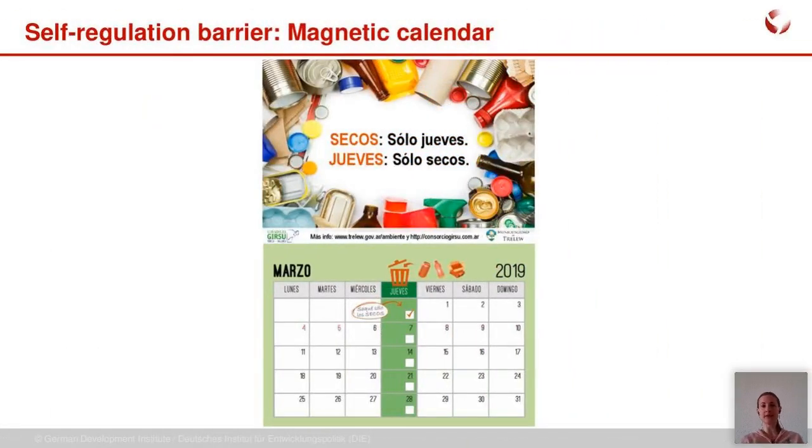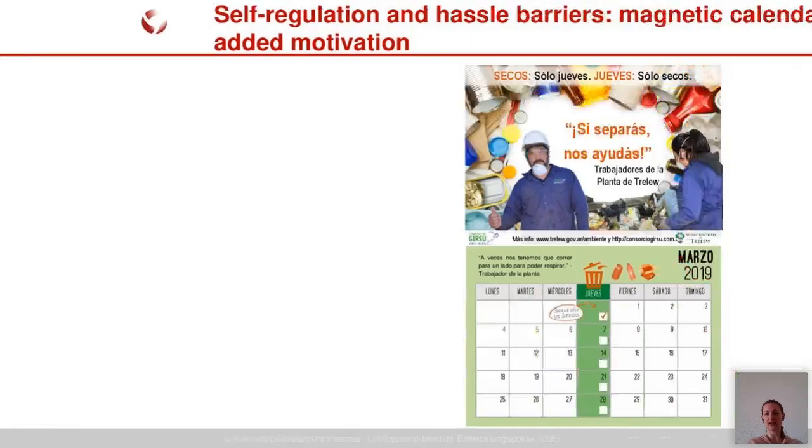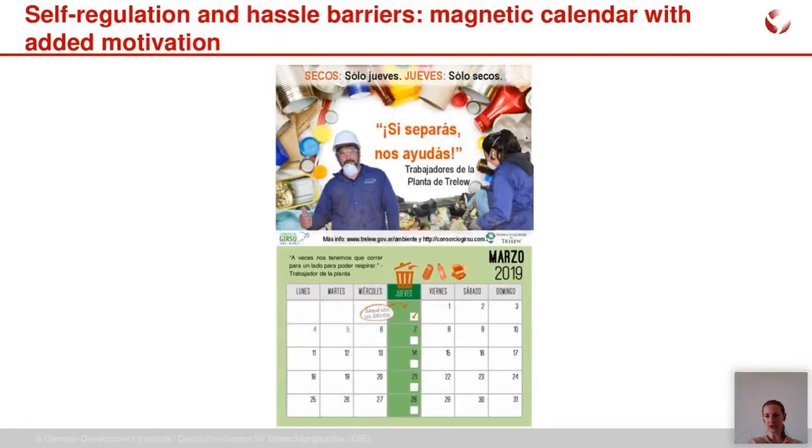Then in the third group, the self-regulation barrier, we designed together with the municipality a magnetic calendar. The upper part is magnetic, and it repeats the slogan that people also received in the letter. People in that group would receive the information letter, the first one that I showed you, plus this calendar. The lower part is the calendar part with the Thursdays marked in green. And the fourth group received the information, the motivation, and the calendar. So all the interventions that we designed.